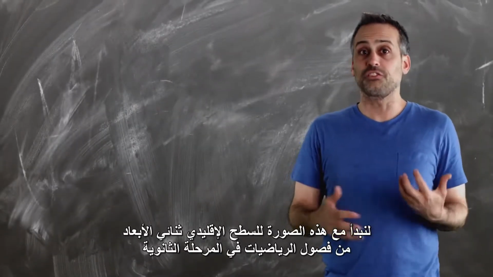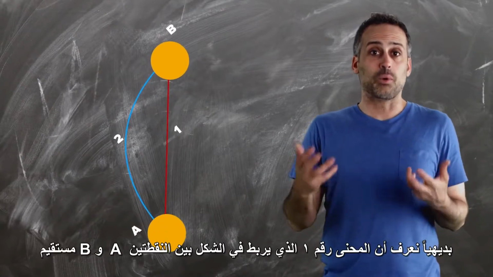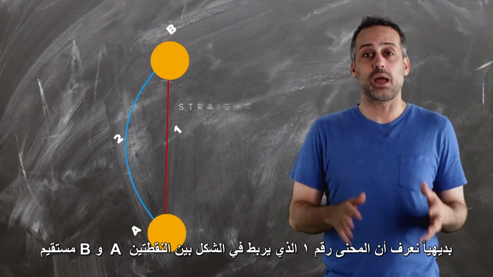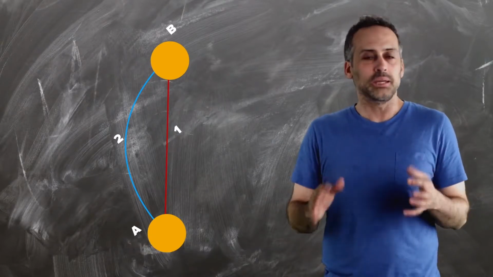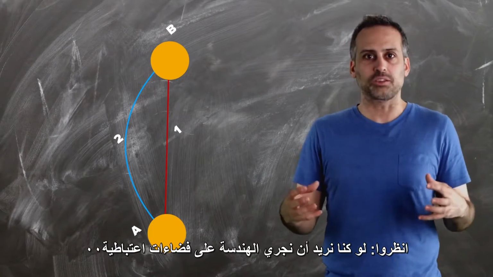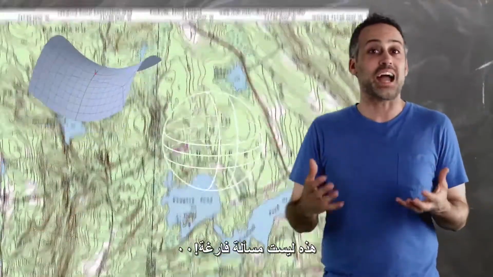Let's start with this picture of the flat Euclidean 2D plane from high school math class. Intuitively, we know that curve number 1 joining points A and B in the diagram is straight, and curve number 2 is not. But how do we know that? See, if we want to do geometry in arbitrary spaces, like on the surface of a sphere, or on a saddle, or on some funky hillside, that's not a vacuous question.